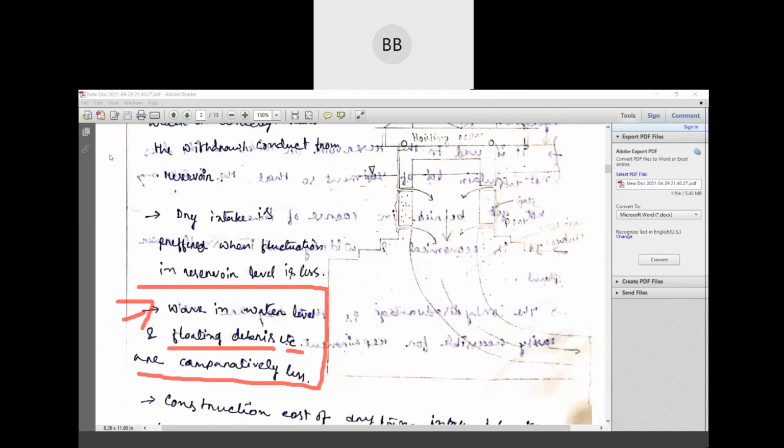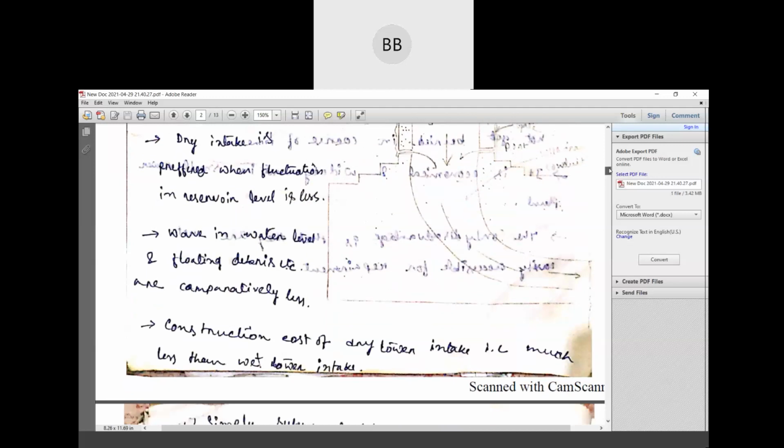And the last point is construction cost. Construction cost of dry tower intake is much less than wet tower intake. That is the last one.